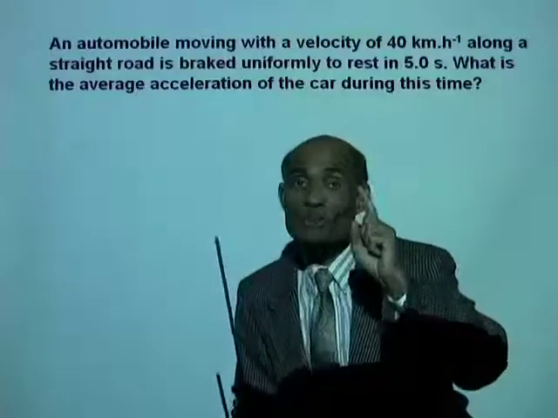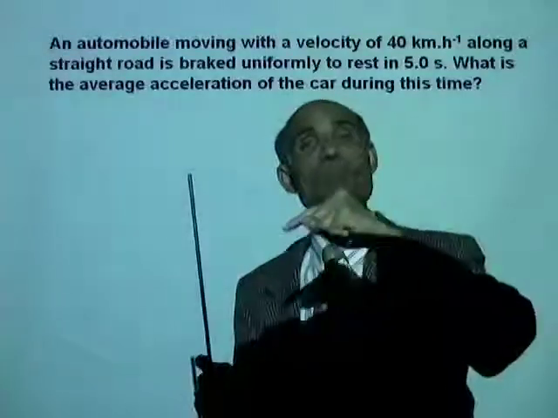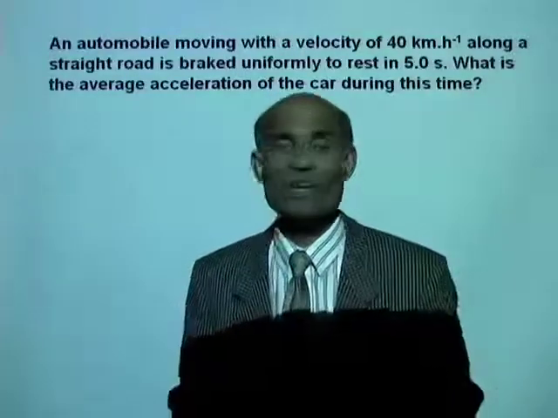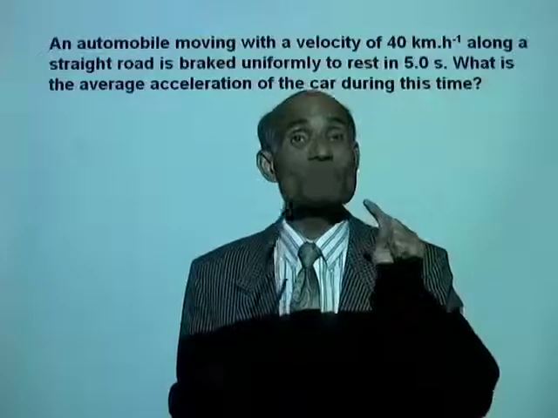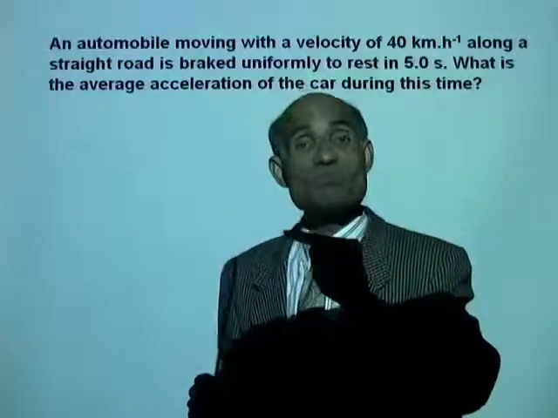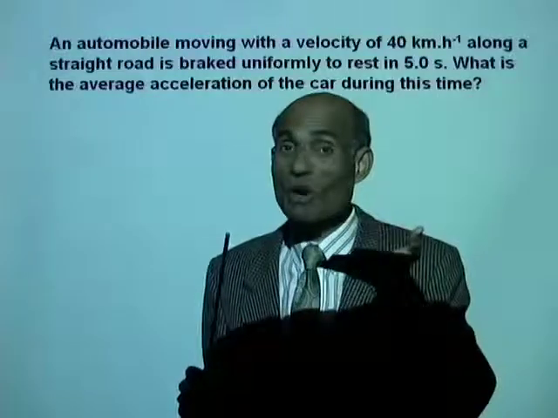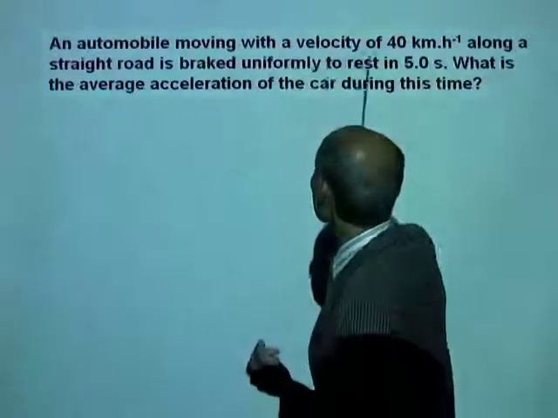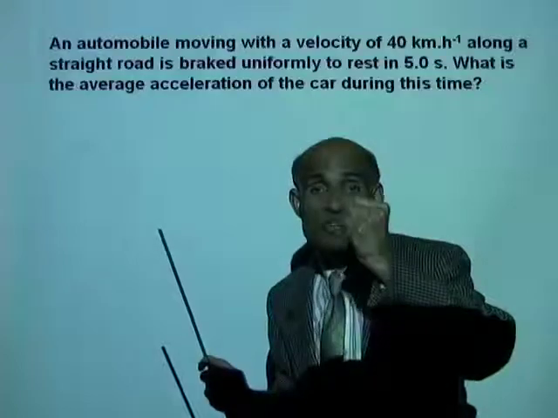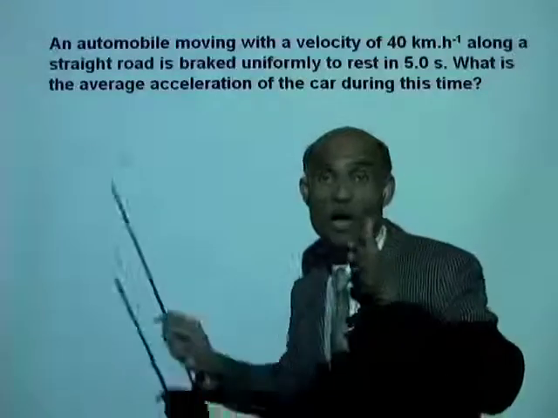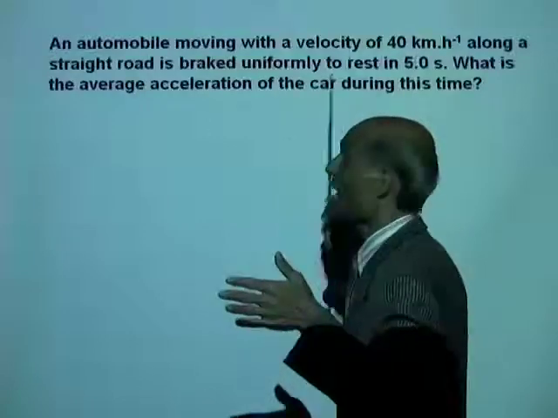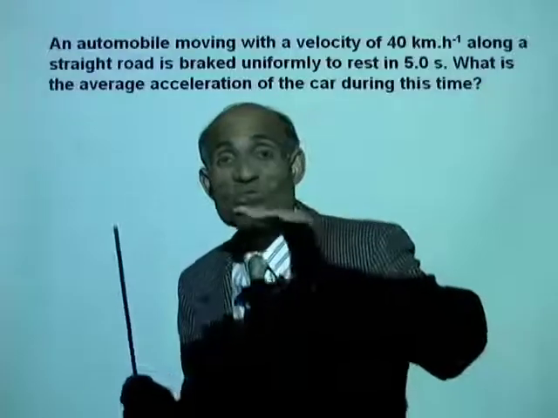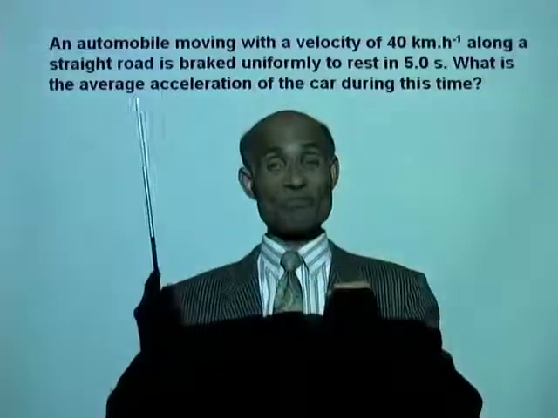Now, first of all, you need to convert that km/h to meter per second. Do you remember the quickest way to do that? I have shown you in the first lesson. Km/h can be converted to meter per second by simply dividing by what number? 3.6. That's right. So this is your initial velocity when you start looking at it. When you start your clock, the automobile has a velocity of 40 km/h and it is braked uniformly to rest. What is the final velocity?